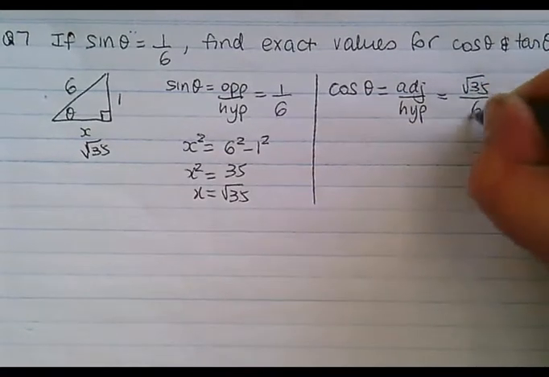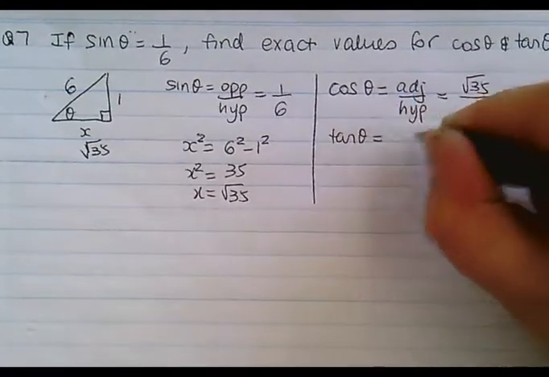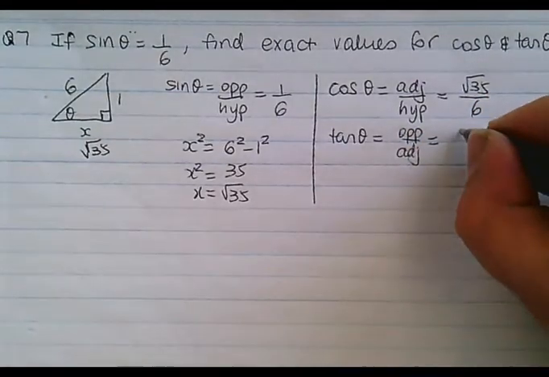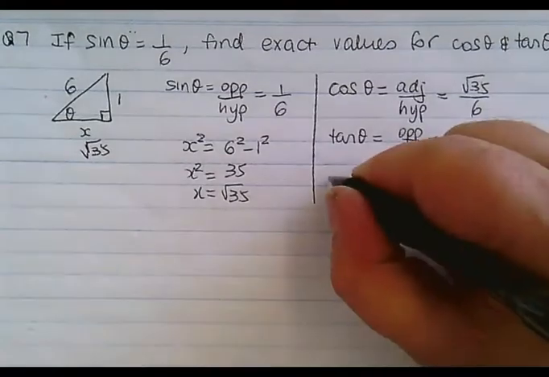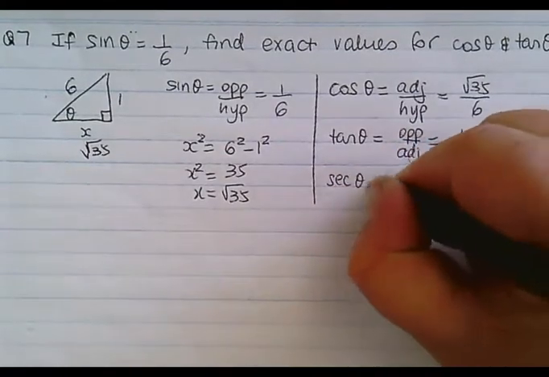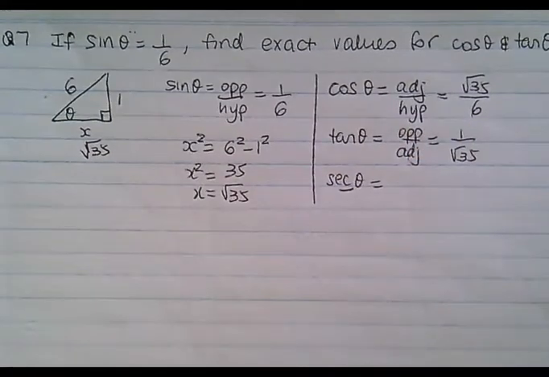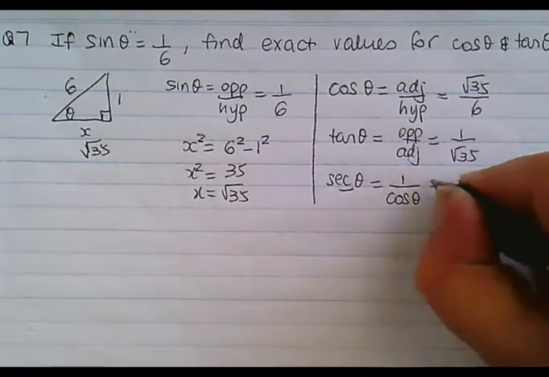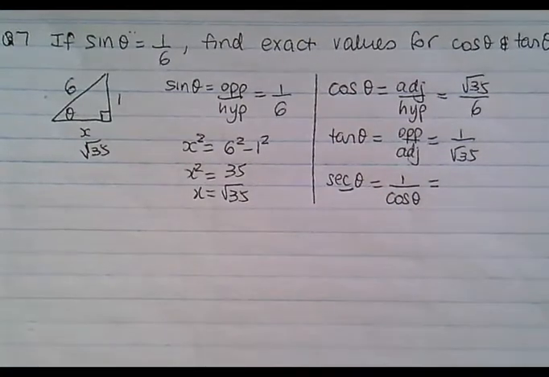Root 35 over 6. Tan theta is opposite over adjacent, which is 1 on root 35. Actually, while we're here, let's do sec theta. Sec is the reciprocal of, so underline the C, it's the reciprocal of cos. So you can write it as 1 over cos theta if you want. And that's the other thing you can write. Sorry, I should have probably done that on the first page. I'm going to go back to that in a minute.